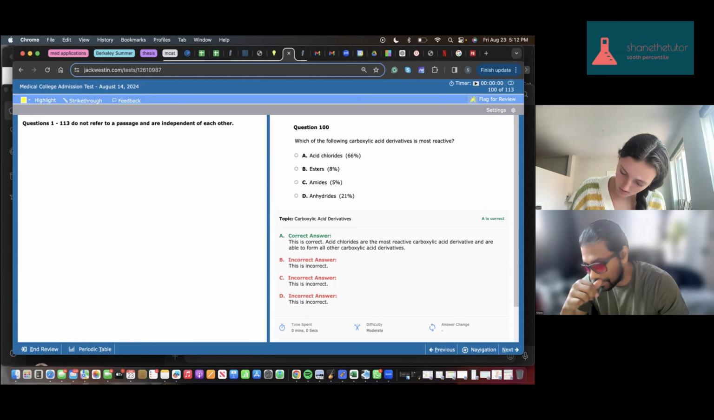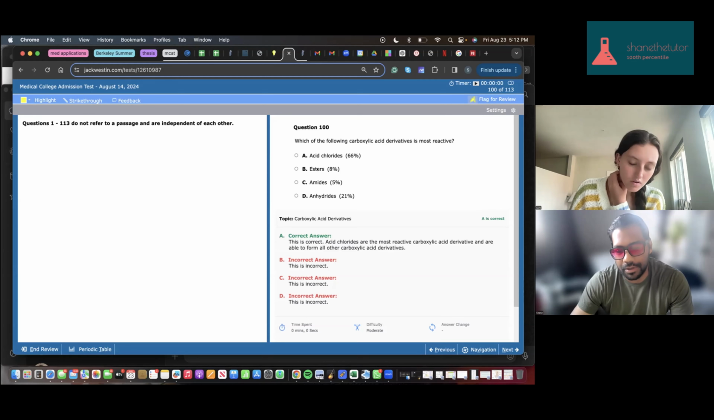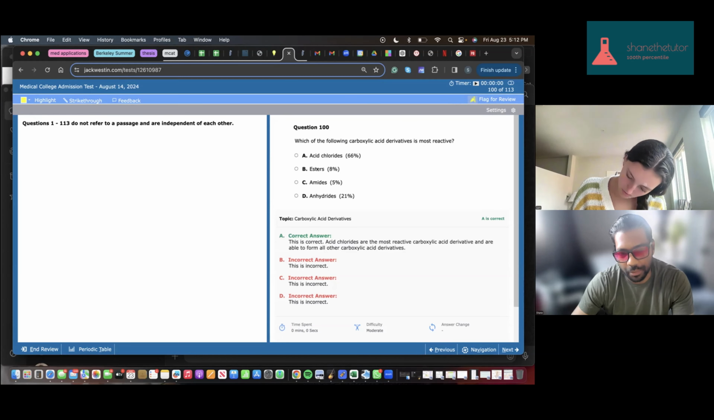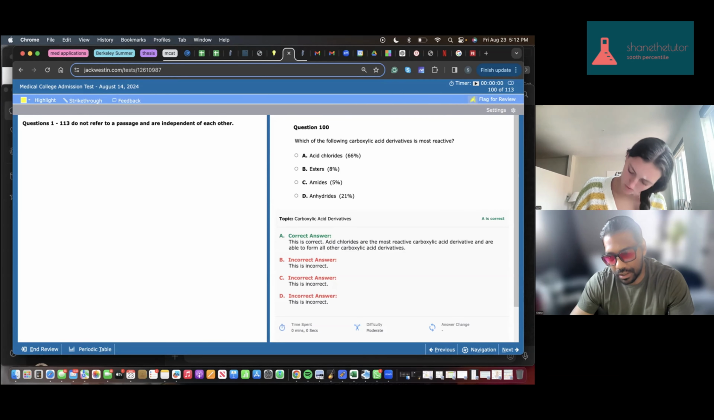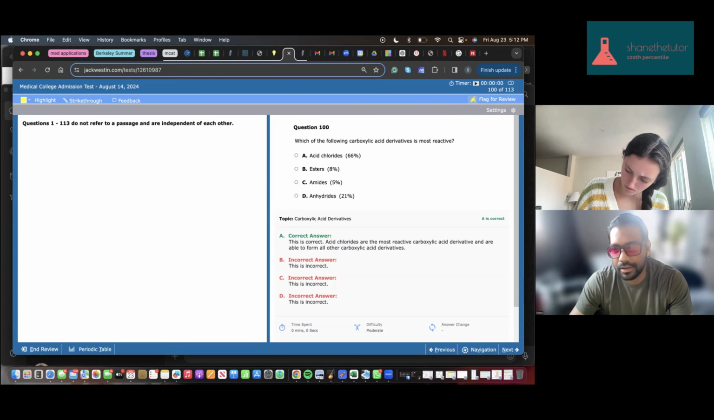So yeah, the acid chloride is going to be the most reactive because, one, it'll make that carbonyl carbon more partially positive. And also because the chloride ion is a good leaving group, it can leave and just exist as chloride ion in water.